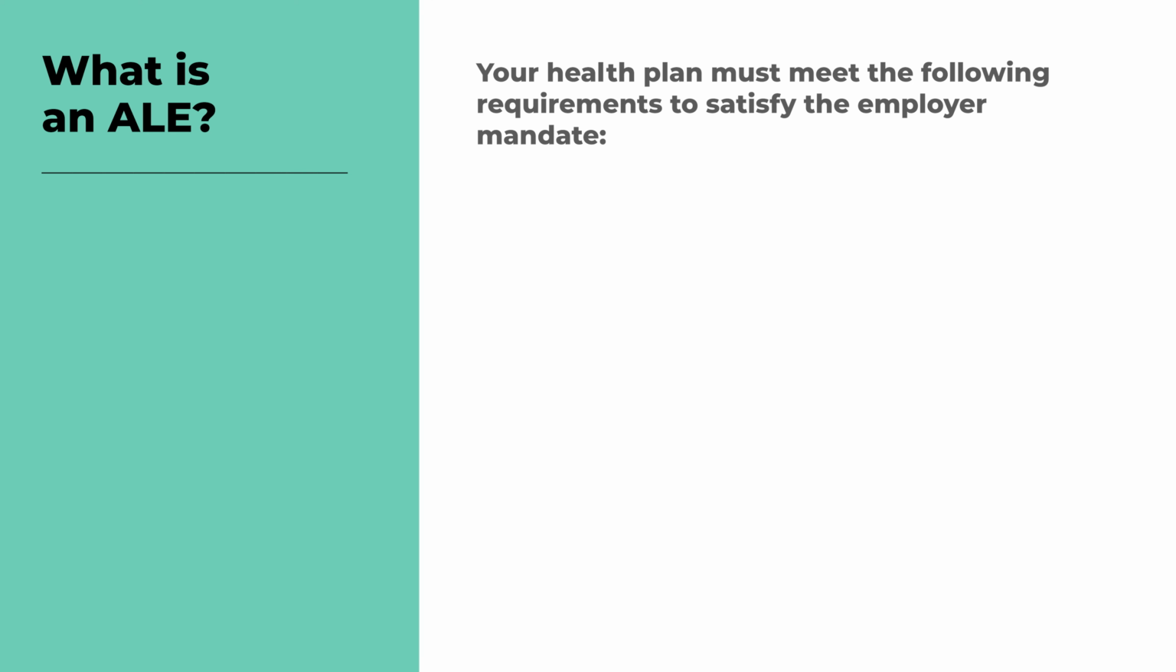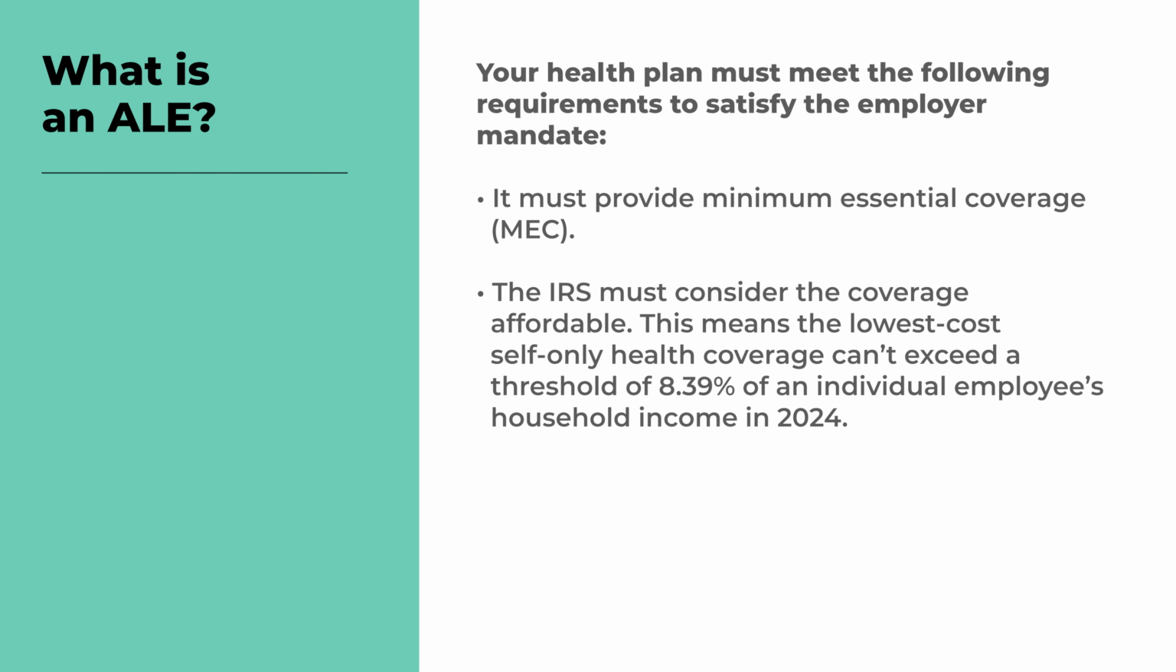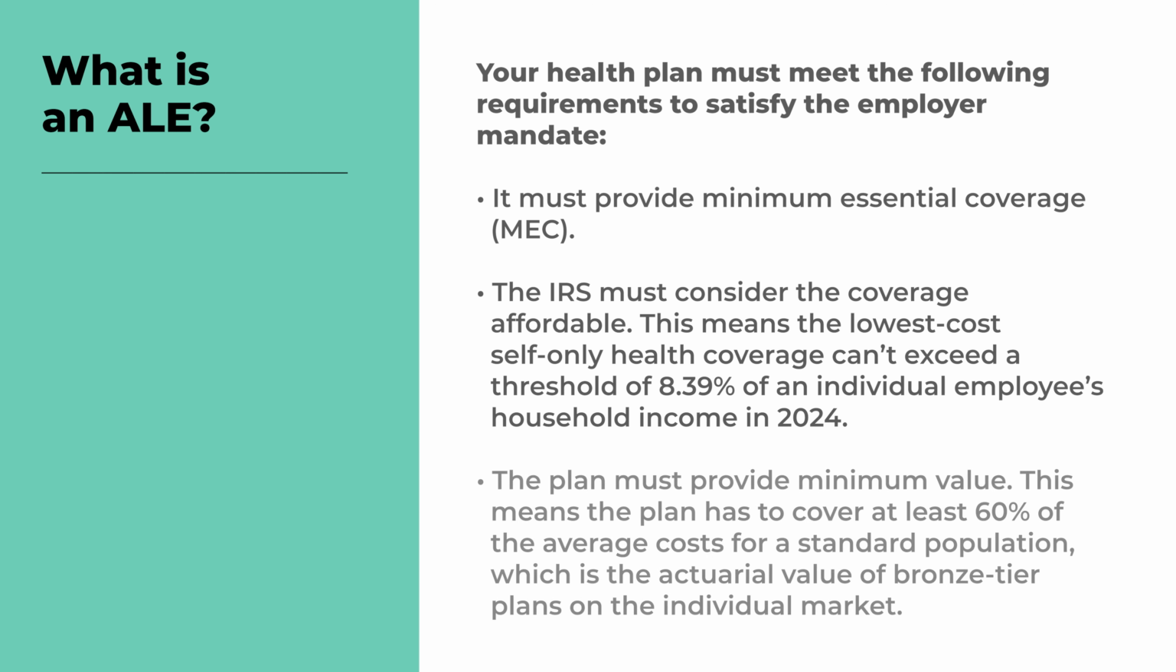Your health plan must meet the following requirements to satisfy the employer mandate. It must provide minimum essential coverage. The IRS must consider the coverage affordable. This means the lowest cost self-only health coverage can't exceed a threshold of 8.39% of an individual employee's household income in 2024. The plan must provide minimum value. This means the plan has to cover at least 60% of the average costs for a standard population, which is the actuarial value of bronze tier plans on the individual market.